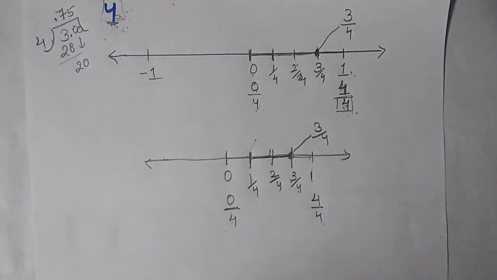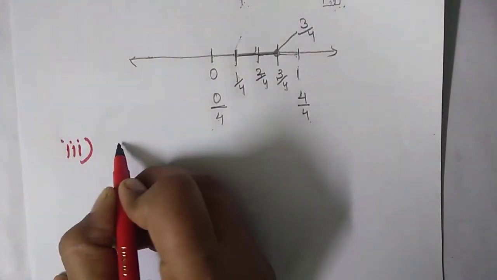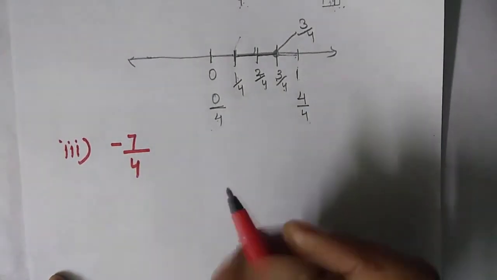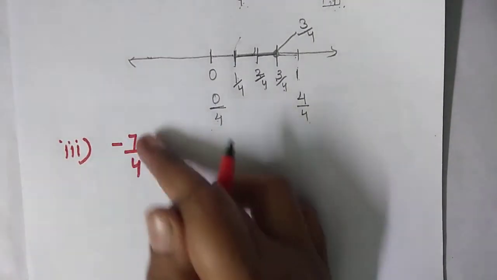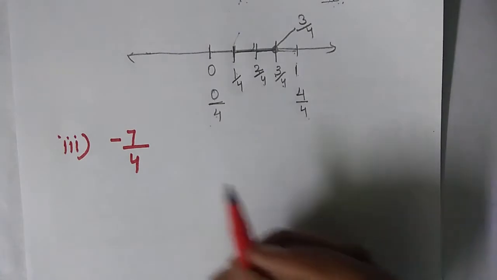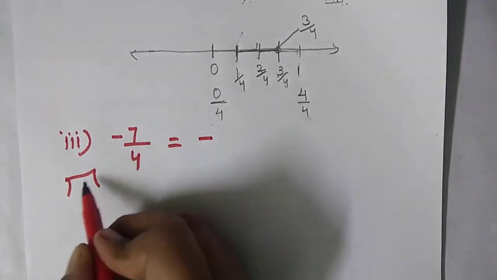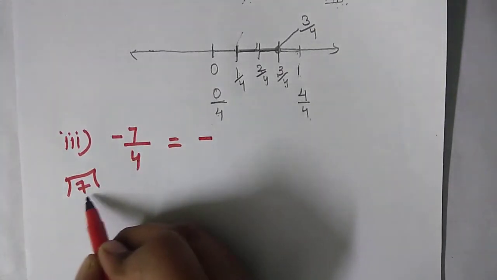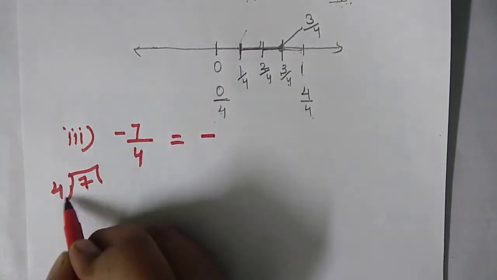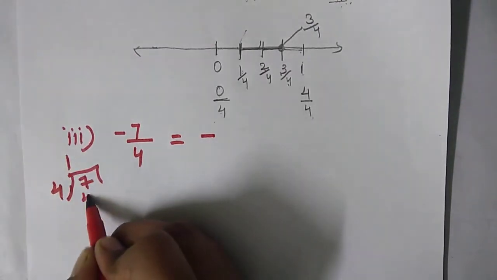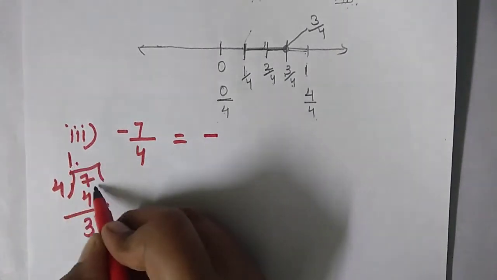One more part I am taking. Now I am taking the 3rd part of the same question. Okay, this is -7 by 4. First we have to find two integers between which this given rational number lies. Okay, for that I have to divide. It is negative, so write a negative. Now this 7 will be your dividend, and this 4 which is in the denominator will be your divisor. Now 4 1s are 4. Okay, now the remainder is 3. So here you have to put a point.